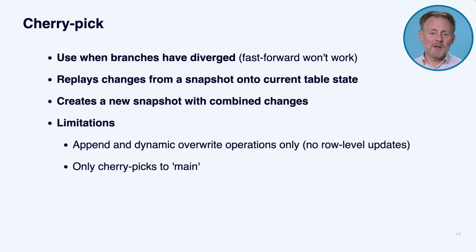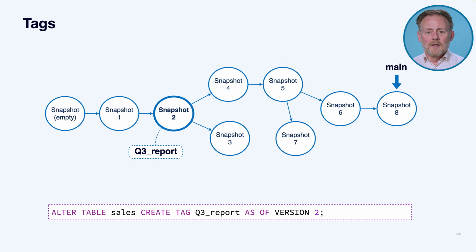Second, cherry pick only integrates changes into main, not other branches. Kind of a strange limitation, but you're not allowed to cherry pick, say, from main into your branch or somebody else's branch into your branch. It really is designed for bringing main up to date, for bringing work from a branch into production. That's branches. Let's look at tags.